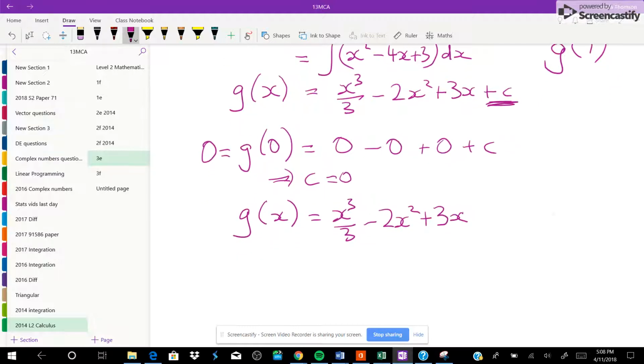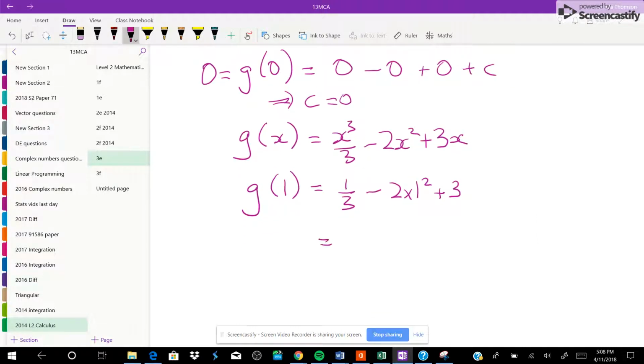Finally, we're going to substitute in x equals 1, and we'll get g of 1 equals 1 third minus 2 times 1 squared plus 3, which is 1 third plus 1, or 4 thirds. And that is the value of m. Okay, so that's the first way to do it.